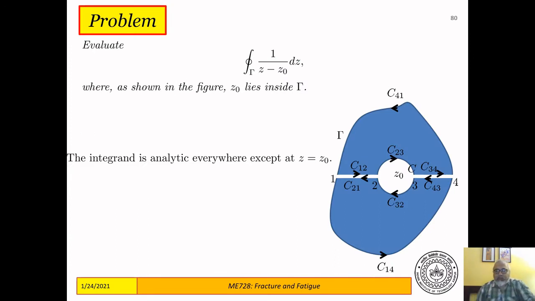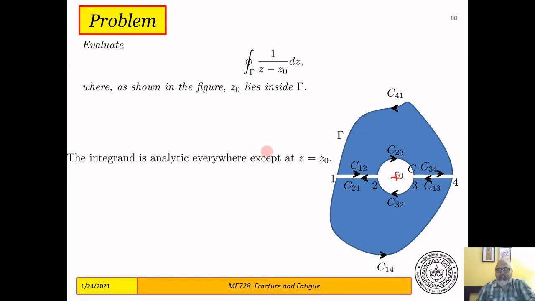Let us look at this problem. So this is not 1 by z but 1 by z minus z naught, which has a point of non-analyticity at z naught. So I have to evaluate it over a contour which is centered at z naught. So z naught occurs inside the contour gamma.